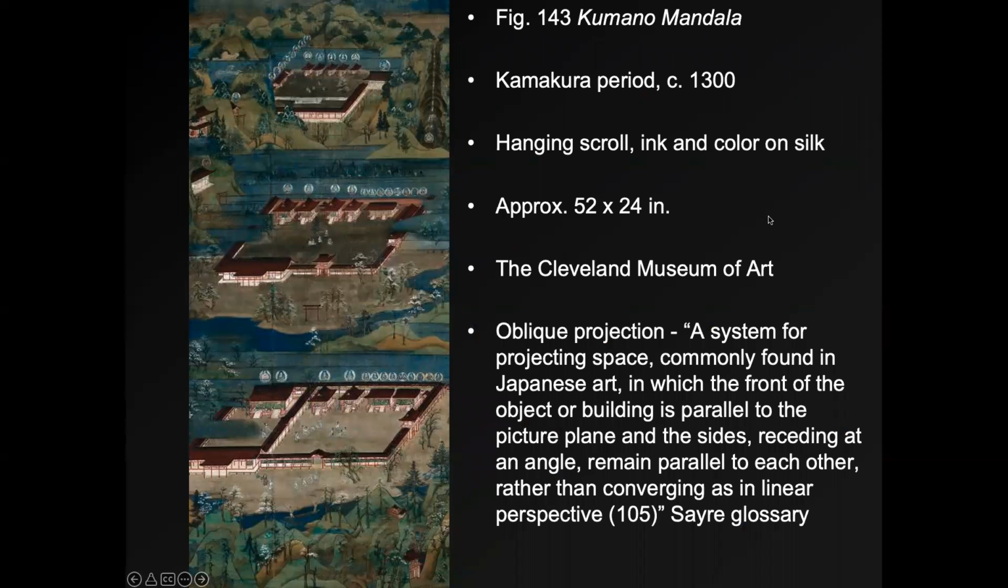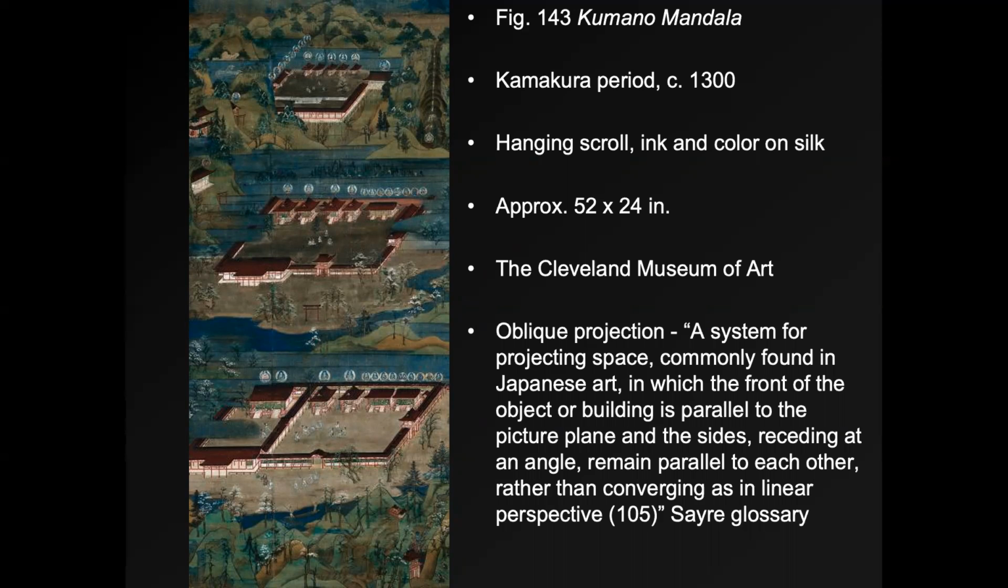So in this painting, the Kumano mandala from the Kamakura period in medieval Japan, it shows a different way of creating space. And if you've ever played video games from Japan, especially role-playing video games from Japan, you may have seen this type of projection used. And it's very intuitive. You probably don't even think about it being used and you understand how it works. So oblique projection is what is used.